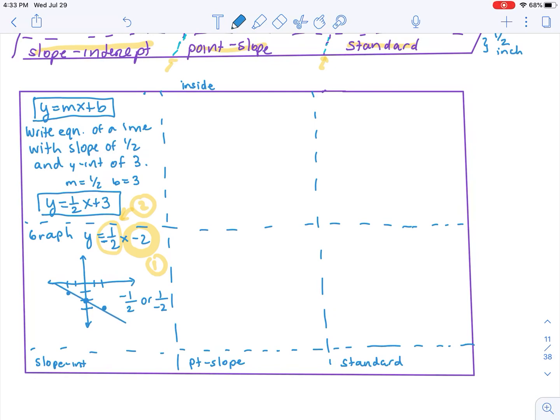So the line would pass through those 3 points, and we would say that would be the equation of our line. And then in our point slope column, we're going to write out a few equations here.